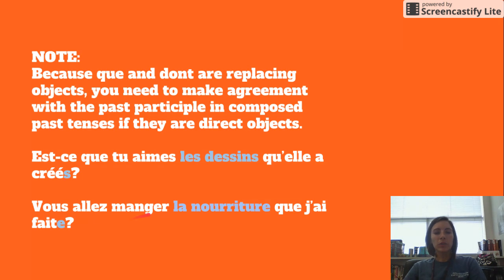Vous allez manger la nourriture que j'ai faite? You're going to eat the food that I made? Because la nourriture is feminine and is replaced by que, you must add an E to the end of the past participle fait.